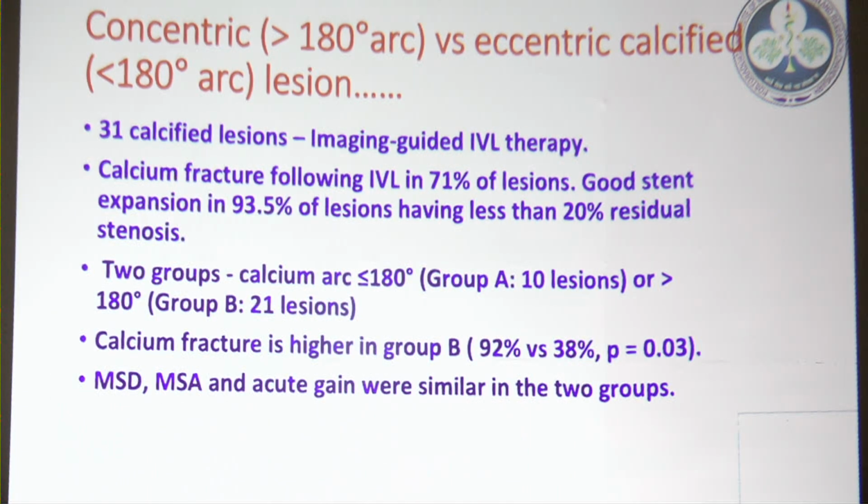In this particular study, concentric versus eccentric calcified lesions, 31 lesions were treated with IVL therapy. Calcium fracture was there in 71% of the lesions with good stent expansion in 93% of the patients. And there were two groups, less than 180 versus more than 180, and it was found that MSD and the acute gain were similar in the two groups.